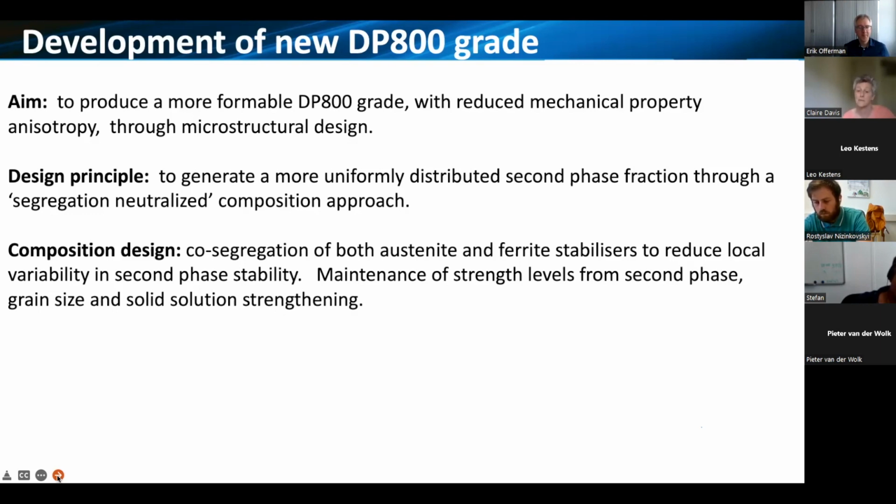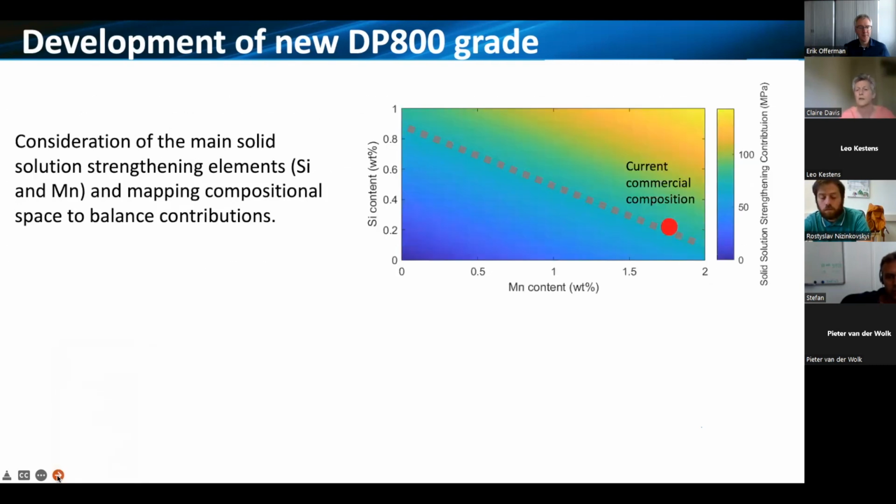So our principle was to try and avoid that process. But we also needed to maintain our strength levels, so we've got to think about keeping the same amount of second phase, maintaining grain size, and if we're going to change the composition, do we still have the same amount of solid solution strengthening? So quite a few things to consider. So one part of it was the solid solution strengthening.